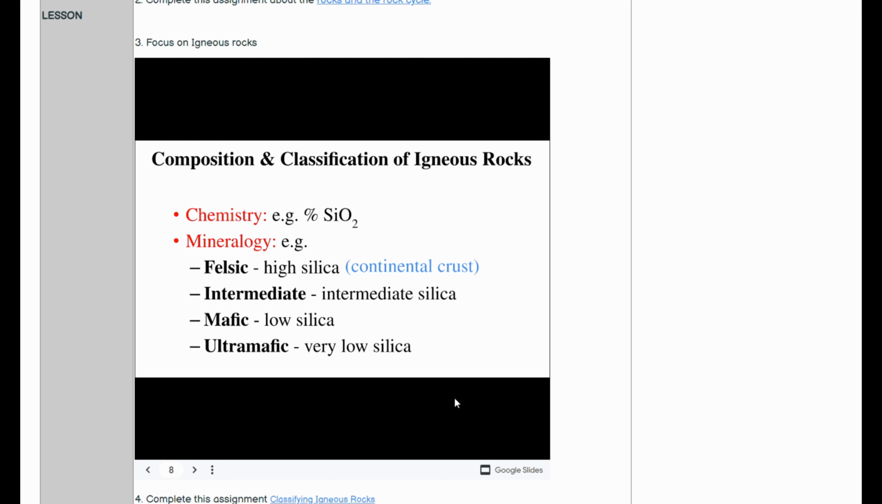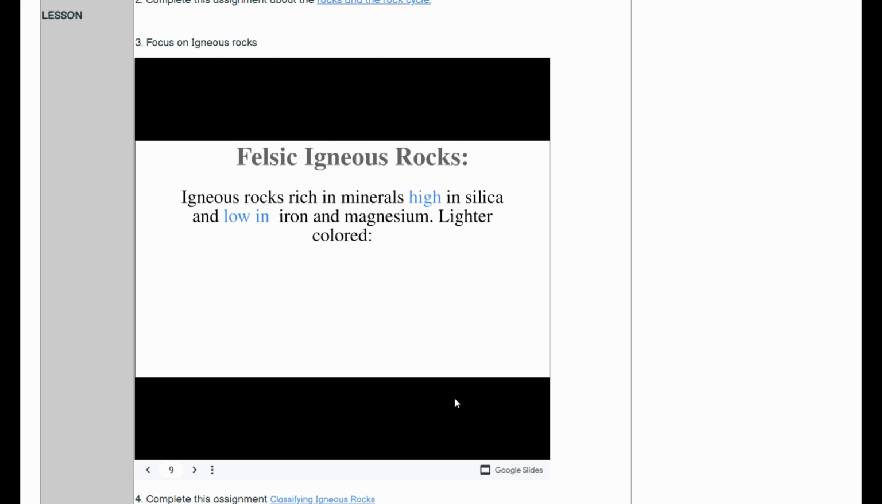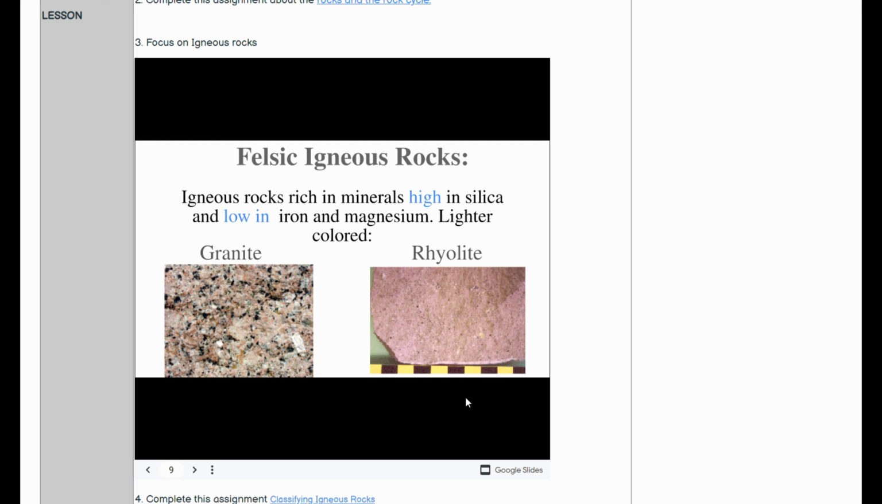Felsic rocks are generally found in continental crust. Mafic rocks are more going to be oceanic crusts. Ultramafic is going to be down near the mantle. So, felsic igneous rocks. These have high silica content, low iron and magnesium content. They're usually lighter colors. They're very rich in minerals. So you have rhyolites and granites. The coloration is going to be dependent on the minerals that are present. So high silica, lighter colors.